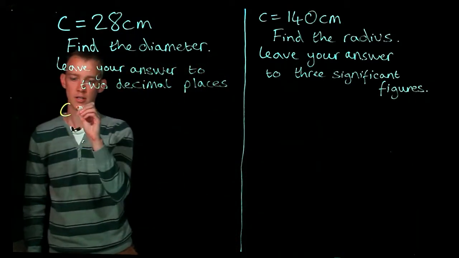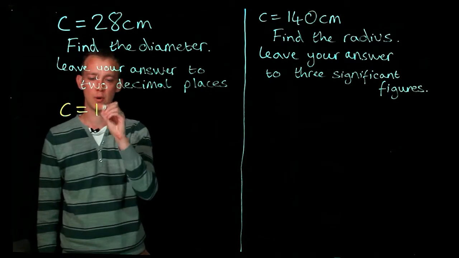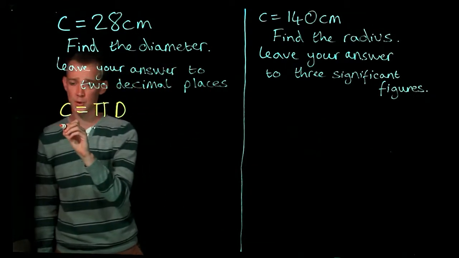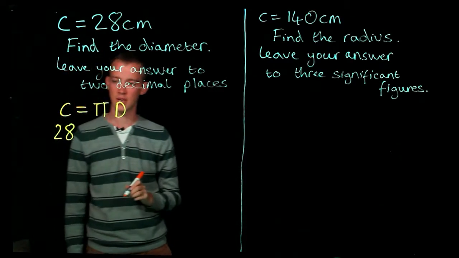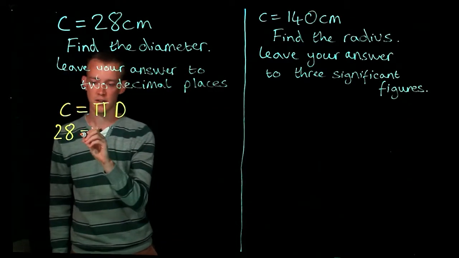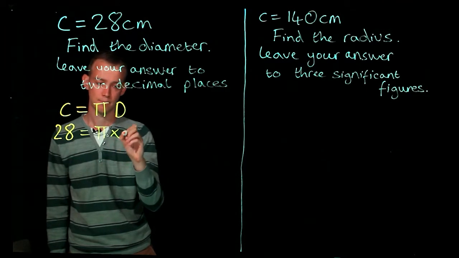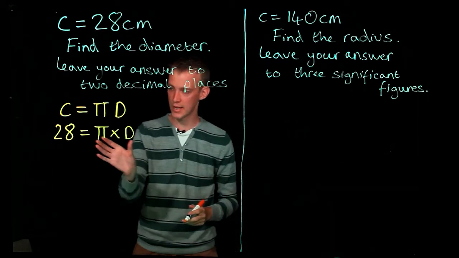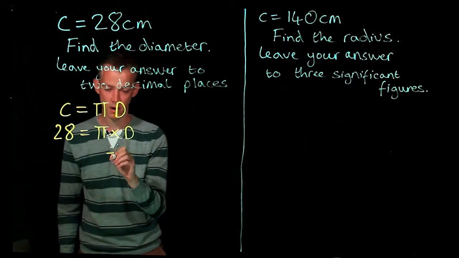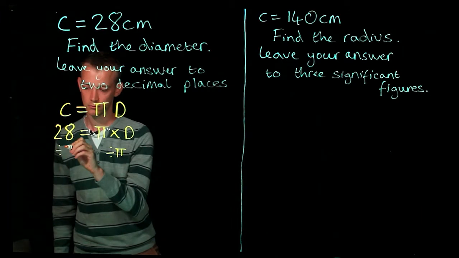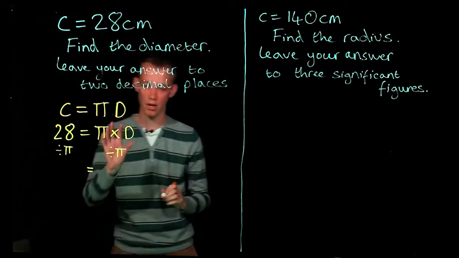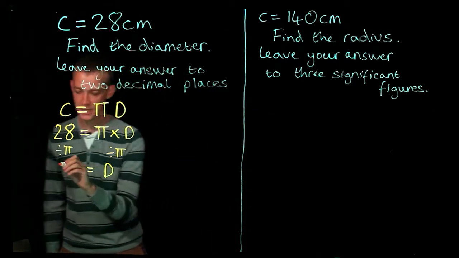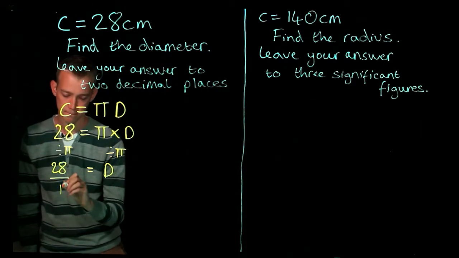Well, I know that the circumference of a circle is equal to pi multiplied by the diameter. I also know from the question that 28 centimetres is my circumference and I need to find the diameter. So, to find out what the diameter is, in this formula, I'm going to need to divide both sides by pi so that my diameter is left on its own on this side. So diameter equals 28 divided by pi.